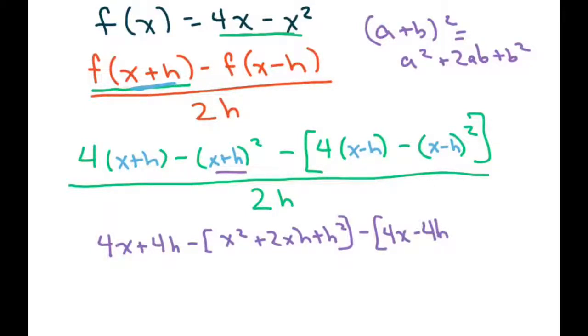Okay, so let's put that in parentheses, minus, and then this one here is the same as this, but instead of a plus, put minus. So this will be a minus. So it'll be minus x squared minus 2xh plus h squared. Okay, and there should be a parentheses.